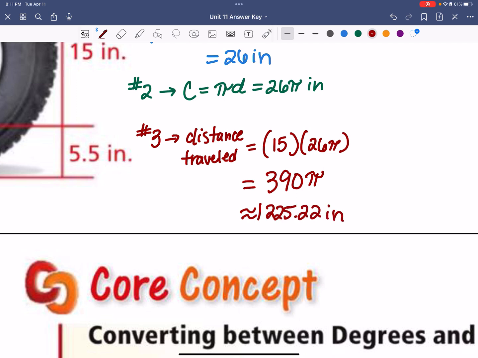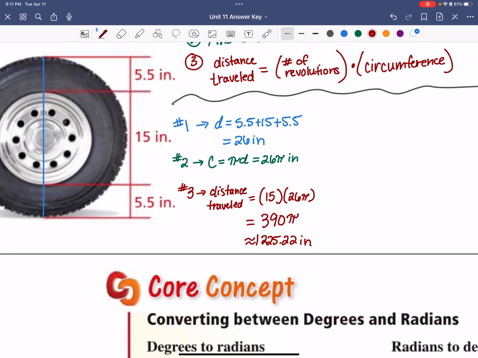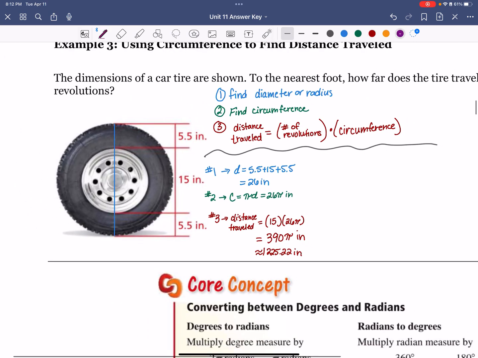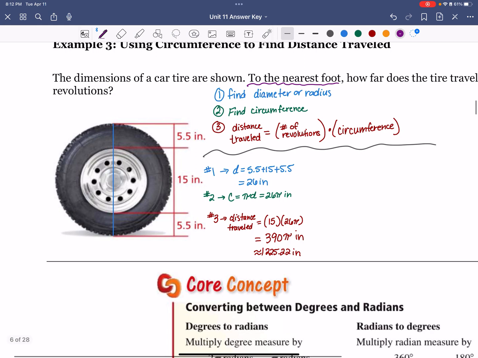When I multiply this together, I get 390 pi, which equals just about 1,225.22 inches. Of course, I'm going to find the decimal for this because I would not say that the tire moved 390 pi inches. However, I'm not quite done with this problem because I'm missing one key piece. I have to figure it out to the nearest foot.